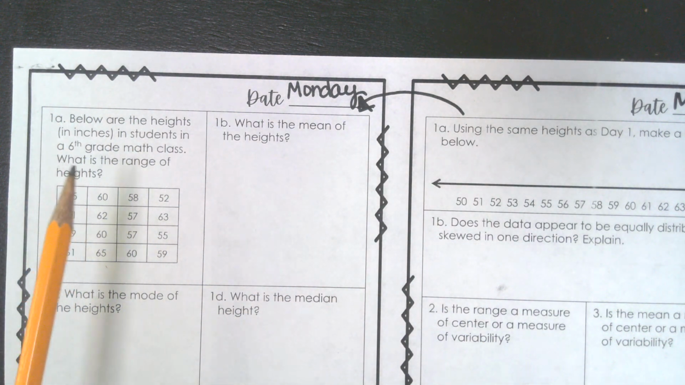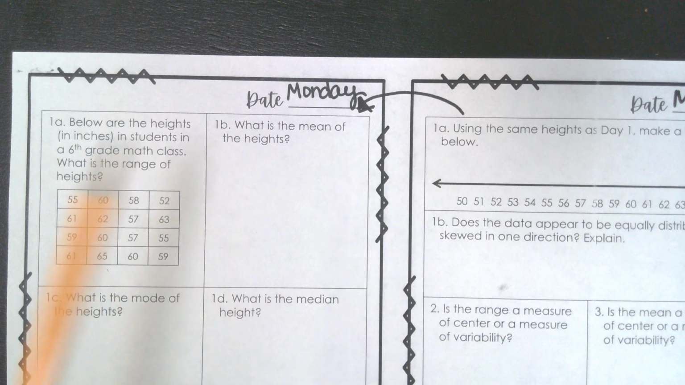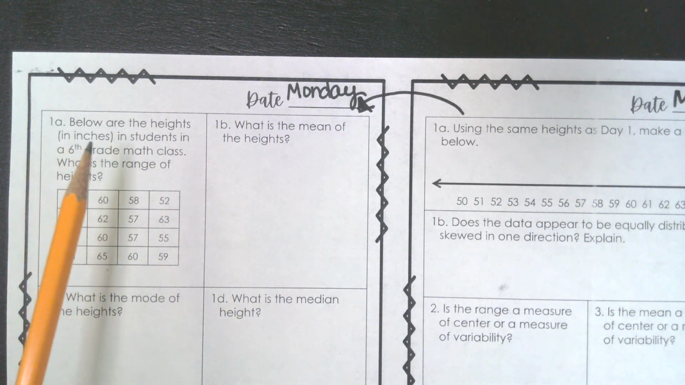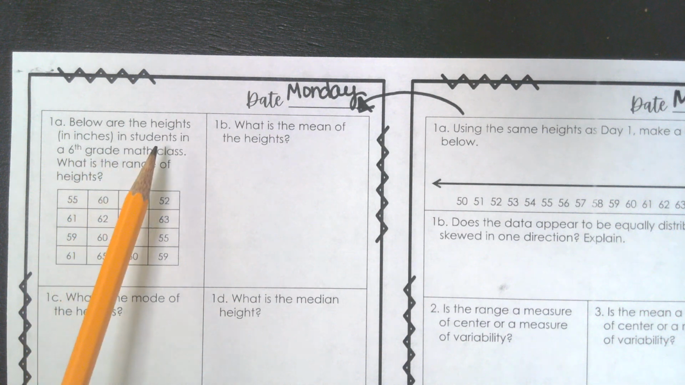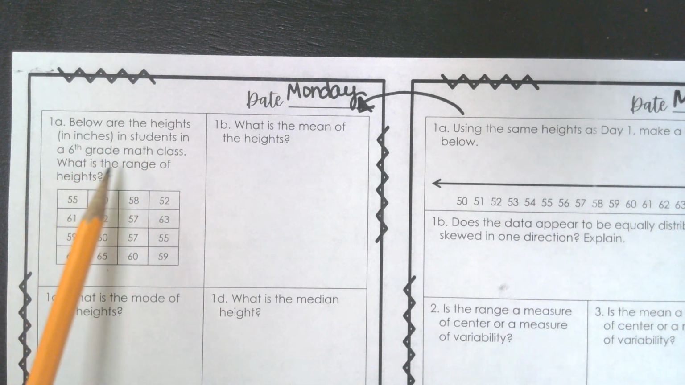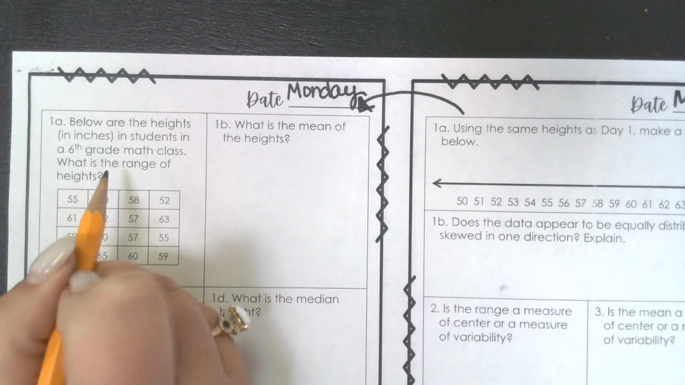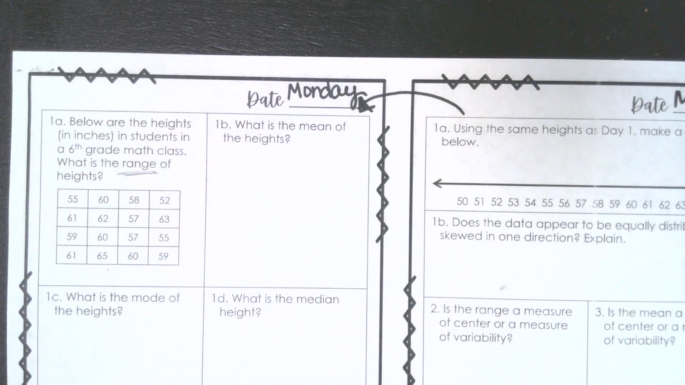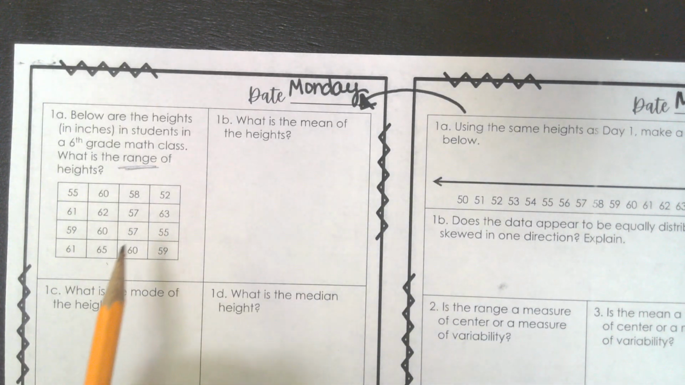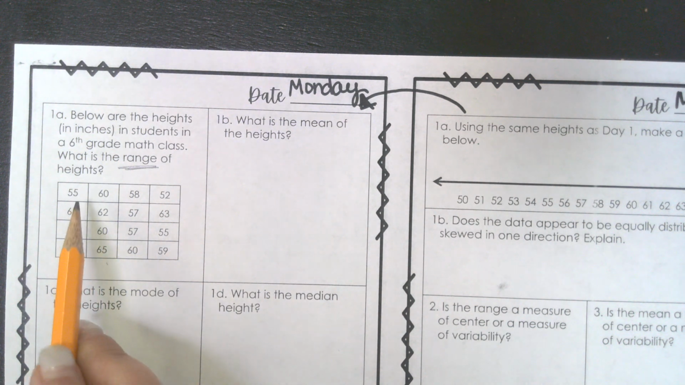Alright, starting on the side that has number 1A, that has this chart right here, it says below are the heights in inches of students in a 6th grade math class. What is the range of the heights? And so range, if we remember our little song, range is the difference between the biggest number and the smallest number. So I'm going to find the biggest number and the smallest number.